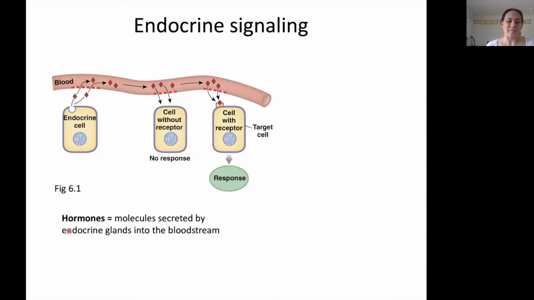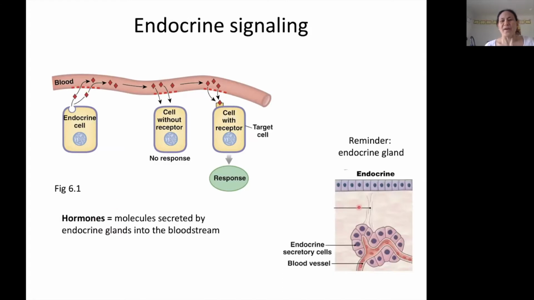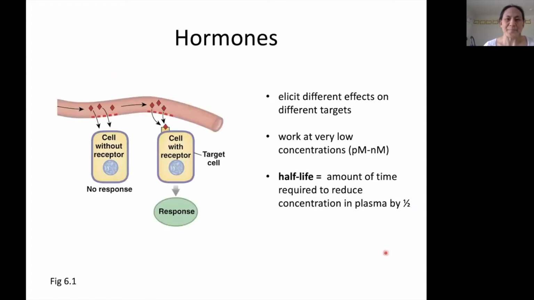And then I already talked about this. Hormones are molecules secreted by endocrine glands into the bloodstream. And this is a reminder, an endocrine gland is going to look like this. Okay, a little bit about hormones. So hormones are kind of special molecules. We'll be talking a lot about hormones in the coming videos that are part of this series of lectures.